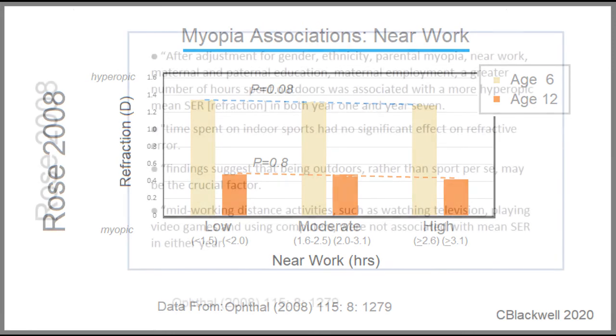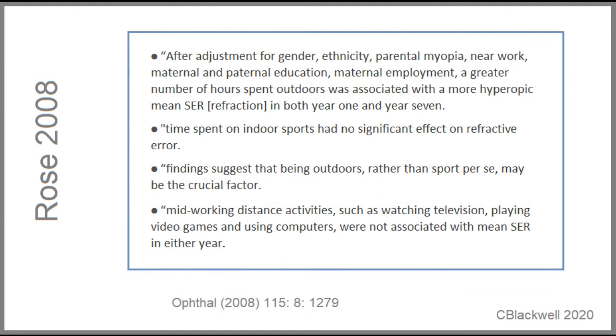In addition to the main conclusions, the authors made a couple of additional comments. First, it was likely that outdoor time was the controlling factor, not sports participation. Indoor sports made no difference in outcome. Second, in addition to the lack of correlation with near activity, they also looked at mid-range activity, TV, video games, and computer time, finding no relation with the final refraction.